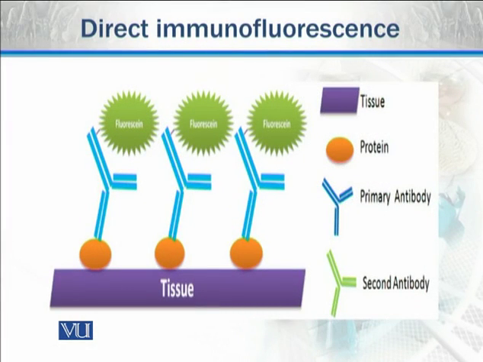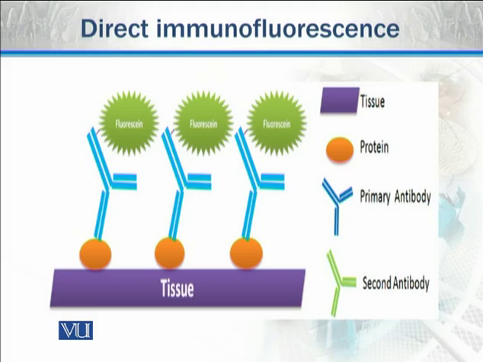Here we can see the principle of direct immunofluorescence. Here we can see the tissue at the bottom, and this tissue, of course, expresses different types of antigens, different types of proteins. These proteins are targeted with the help of antibodies. Here we can see blue color primary antibodies. These specifically target those proteins or those antigens in the tissues.